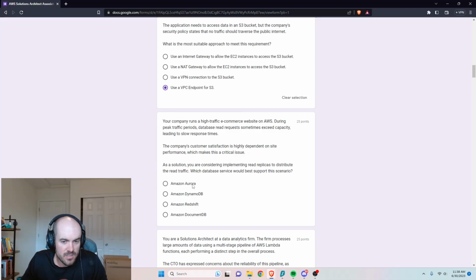Amazon Aurora definitely does do that. Okay, it's a relational database service. It's AWS's own kind of fork of PostgreSQL and MySQL, if I remember right.